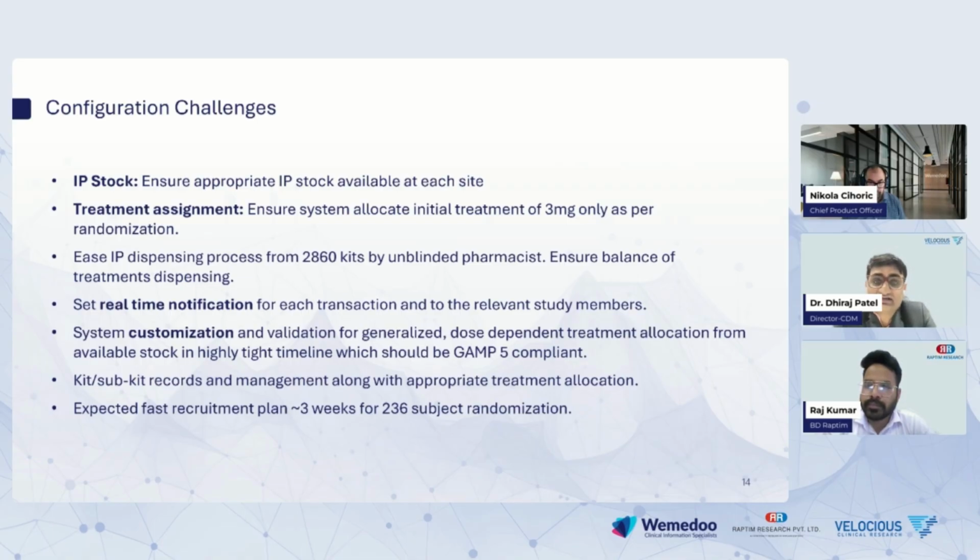And what were the configuration challenges and how did we overcome them? As we discussed, IP stock should be available at the site. If there is some threshold of site quantity, we should have an appropriate trigger notification to the pharmacies that the IP is running low, so that they can start preparing the IP supply management. And we need to ensure that the appropriate IP of the first initial dose, that was 3mg, is available at the site, so that once a patient is randomized, they have this 3mg kit available.